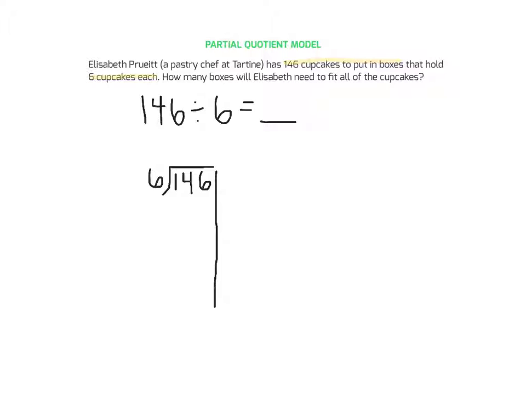Well, use your landmark numbers, like we did with the sharing out model and rectangle model. I know that 6 times 10 will get me 60 cupcakes that I'll be able to put in boxes. The cool thing about the partial quotient model is how it's organized. So here, all I have to do to find out how many cupcakes I still have left is subtract the amount I passed out, 60, from 146.